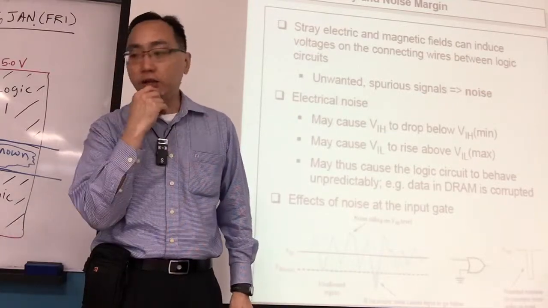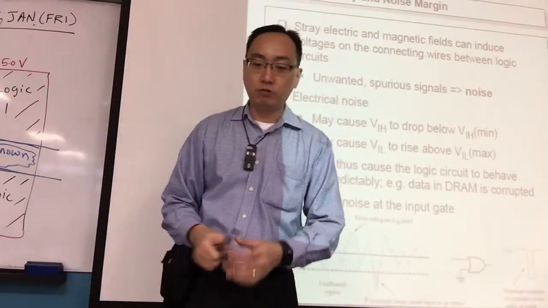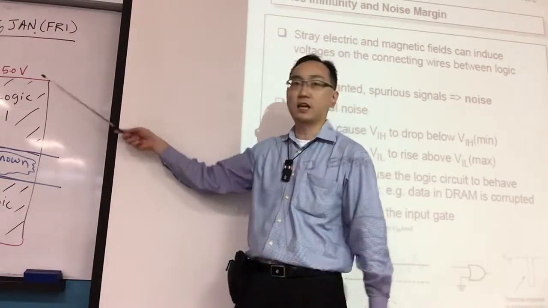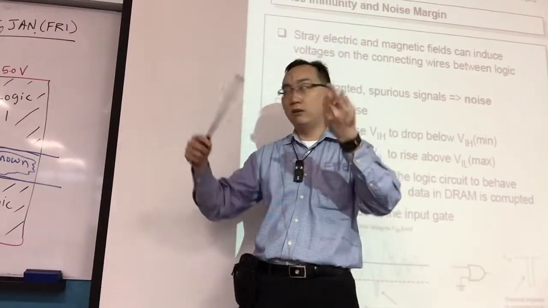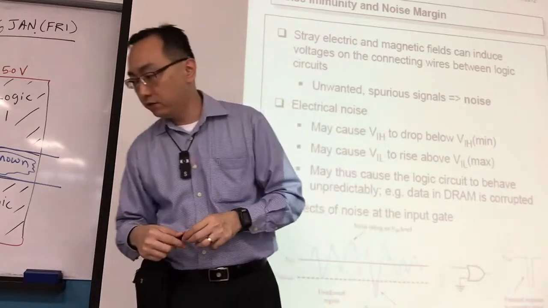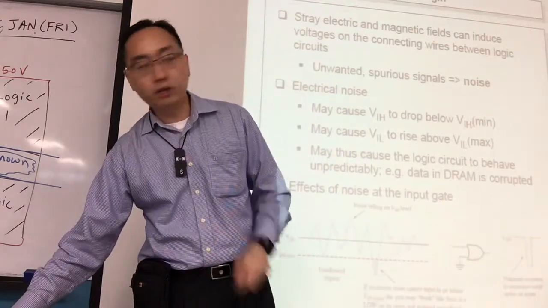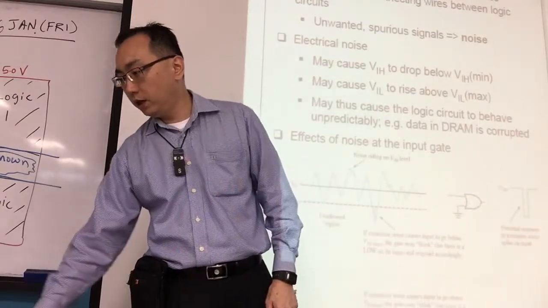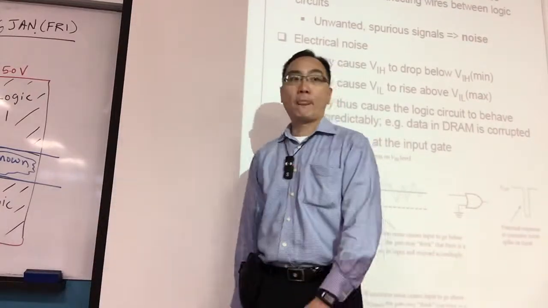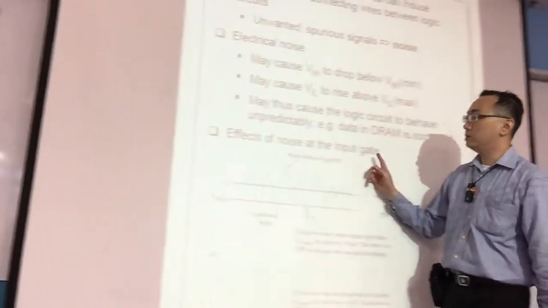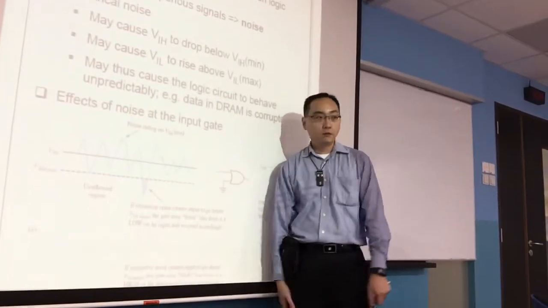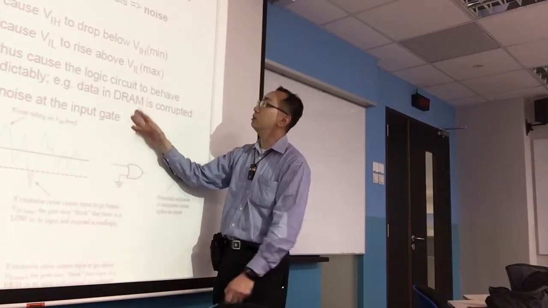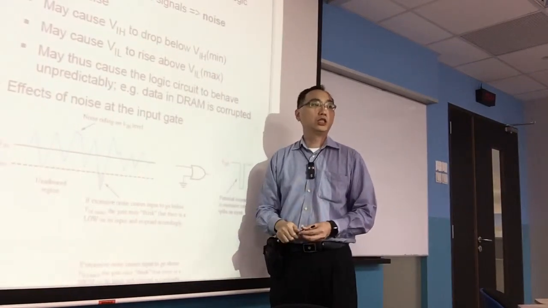Now the next thing I'm going to explain, maybe students will find it difficult in the beginning, but I'll explain it as simply as I can. The next thing is on the next page. This is called the noise margin. Okay, now what is noise margin? If you look at your notes, this is page 20 of your lecture notes.